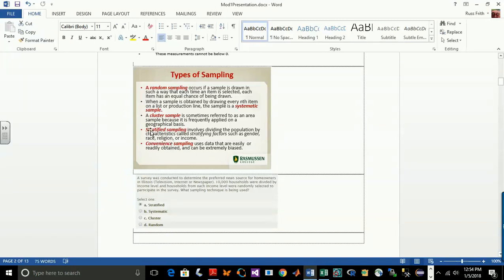I believe in your project, there is an example, or one of the projects, or perhaps both of the projects, and we'll check at the end of this lecture, that the analysis you will be doing will be based on stratified sampling.